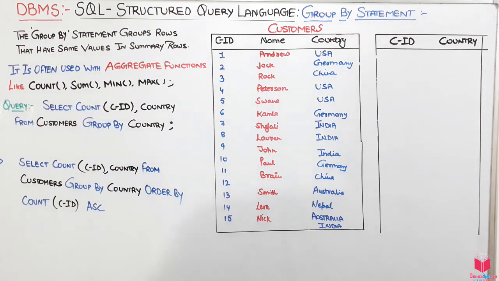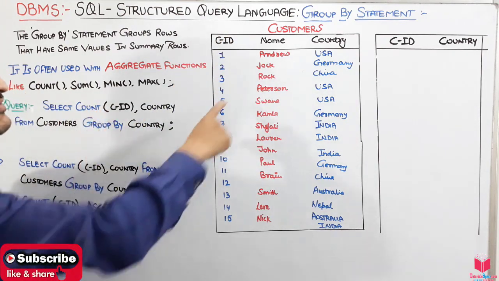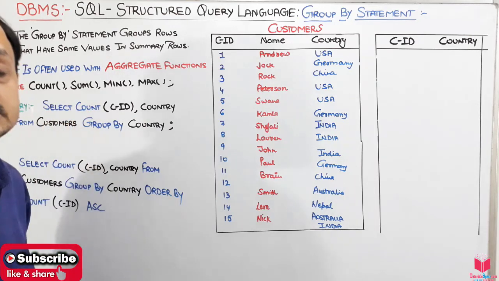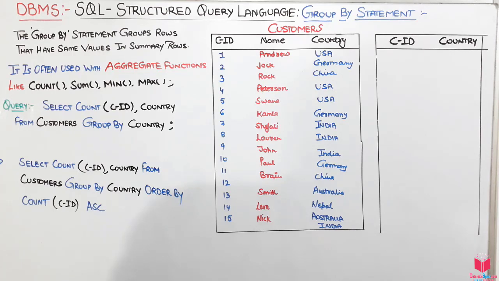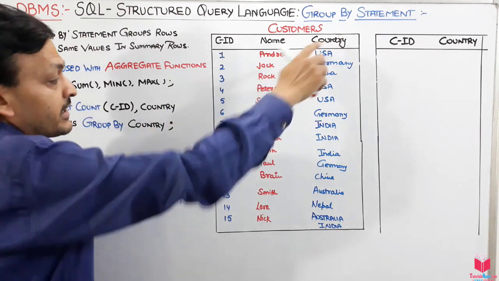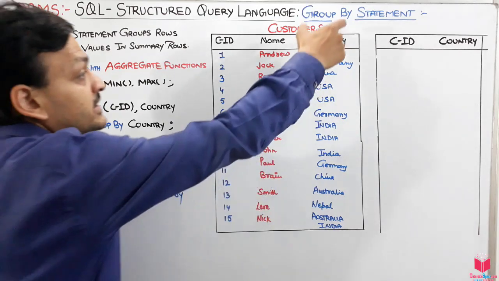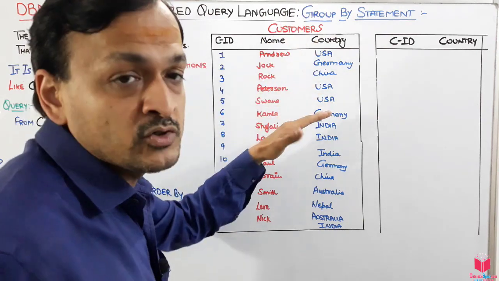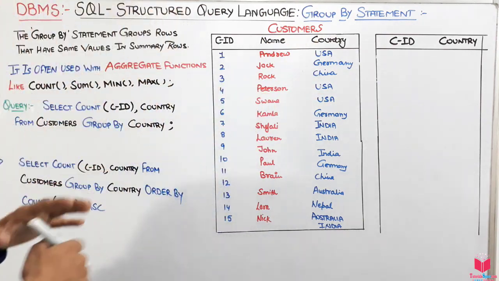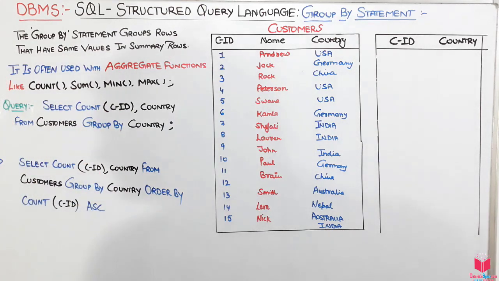The query is like this: SELECT COUNT(CID), country FROM customers GROUP BY country. First, CID will be counted, that means it gives us the number of rows, not the values. Then we select country, and GROUP BY country. That means those values which are the same will be grouped, and on that basis we will count CID. Let's see what the output from that query will be.